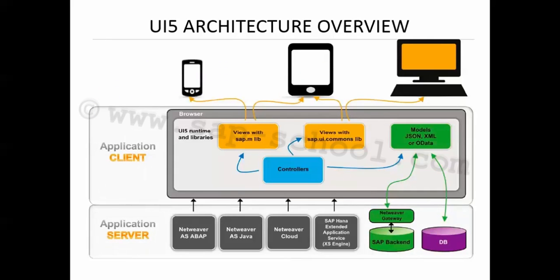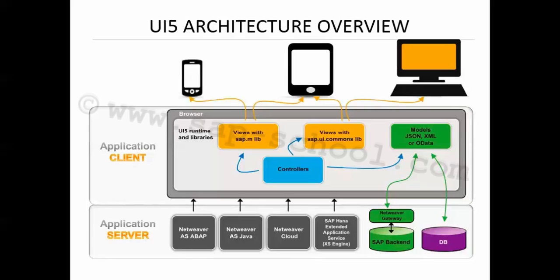After that, in this slide we have the high level architecture overview of UI5. In this we can see that we have divided it into two parts, that is the application client and the application server. In the application server we have NetWeaver as ABAP, then NetWeaver as Java, then the NetWeaver Cloud, and the SAP HANA Extended Application Services. And we also have the gateway, SAP backend, and the DB.